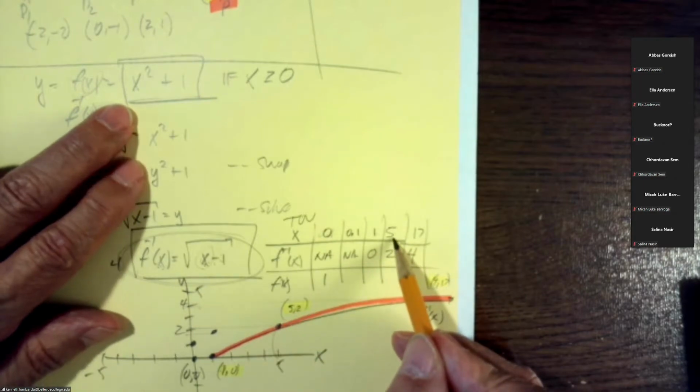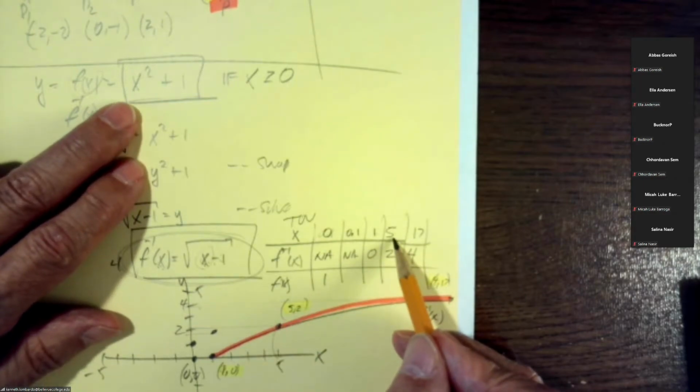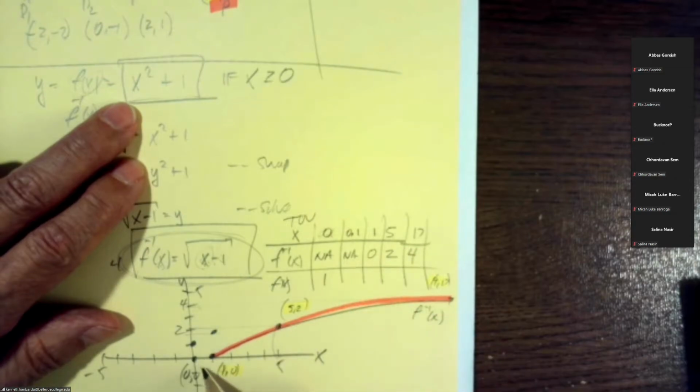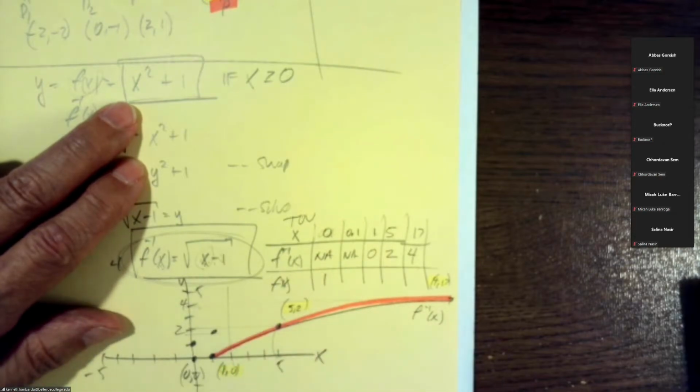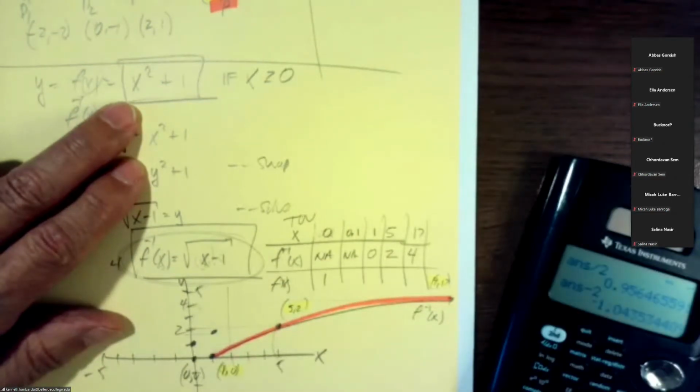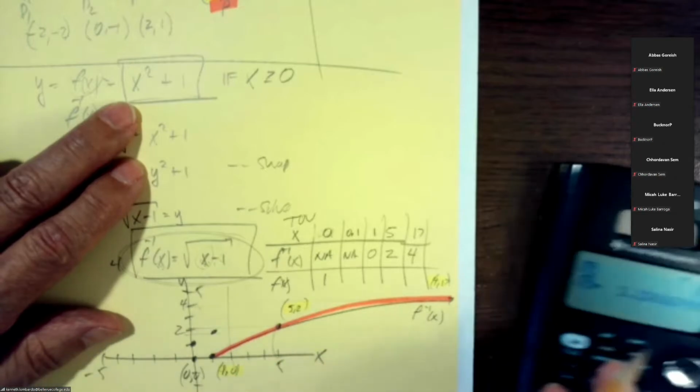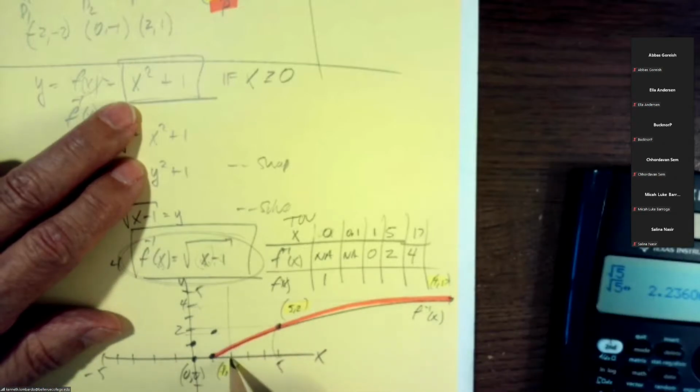And if x were 2, 4 plus 1 would be root 5, so we'd be at the root of 5. Let's see, that would be approximately 2.3. So maybe here.